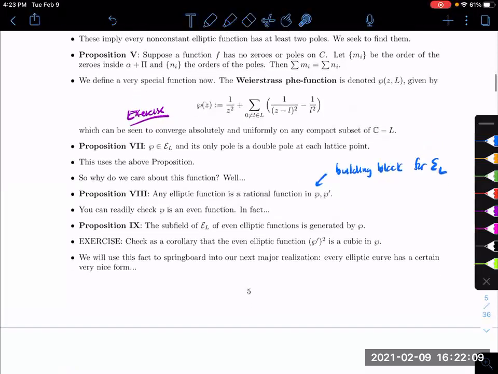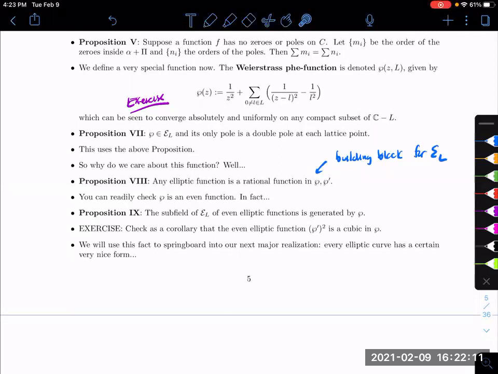So that's the end of this little section here. Are there any other questions I can take on just elliptic functions? What references did you use for this section?